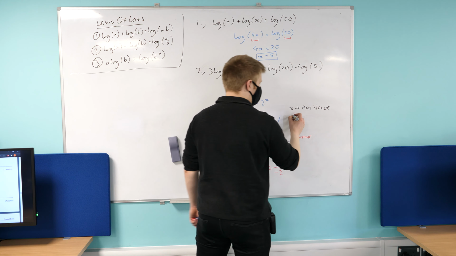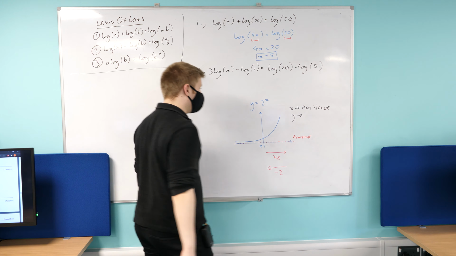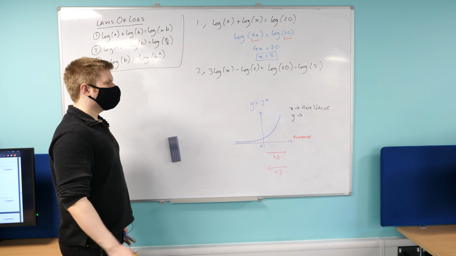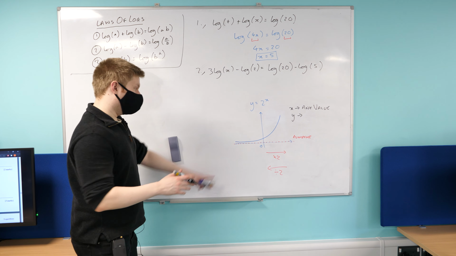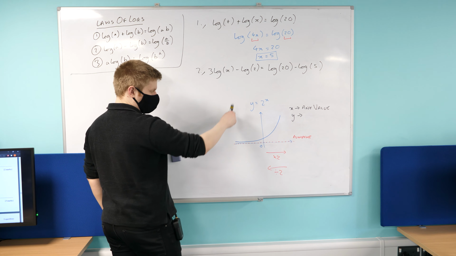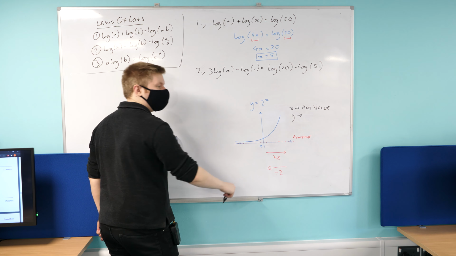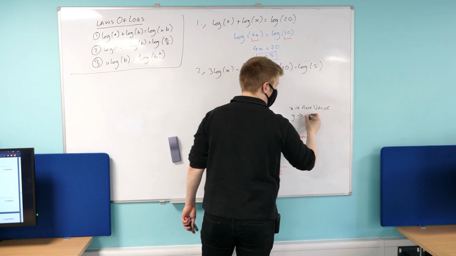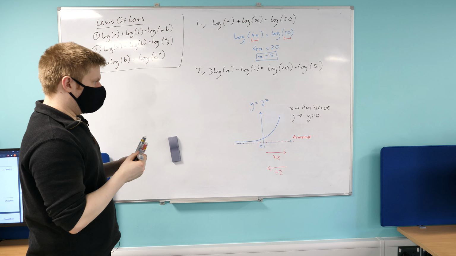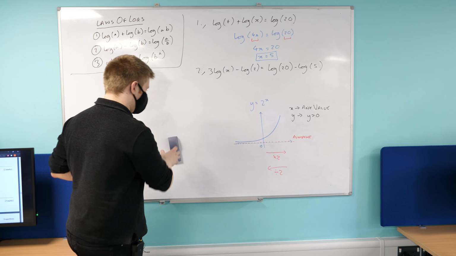What about y though? Are there any restrictions on the values of y that I can get out? Should be all positive. All positive, exactly. So not 0, because we've just said this graph will never ever reach the value y equals 0, and it will never ever go negative. So strictly speaking, y has got to be positive. Okay, so that's the graph y equals 2 to the power of x.